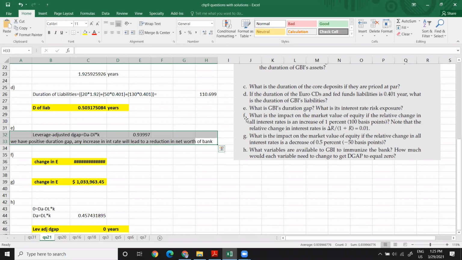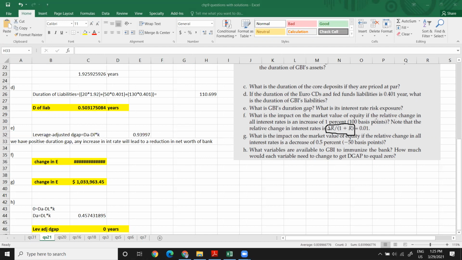Now, if you move to question F, it asks what is the impact on the market value of the equity if the relative change in all interest rates is an increase of 1%? So they already estimated it for you here. This is a relative change in interest rate, 1% or 100 basis points. Note that it is a relative change in interest rate. So what do you expect? The net worth of the bank is going up or down if the interest rate increases by 1%?